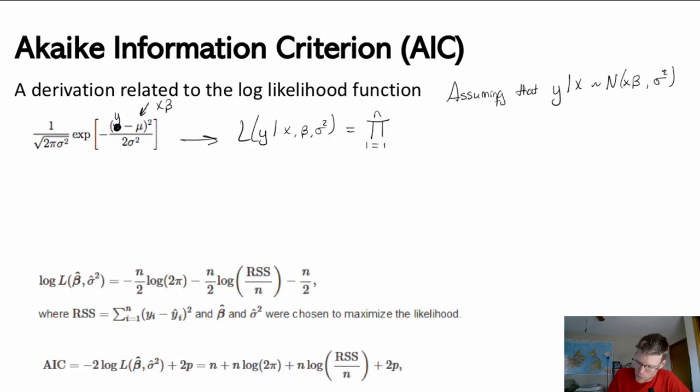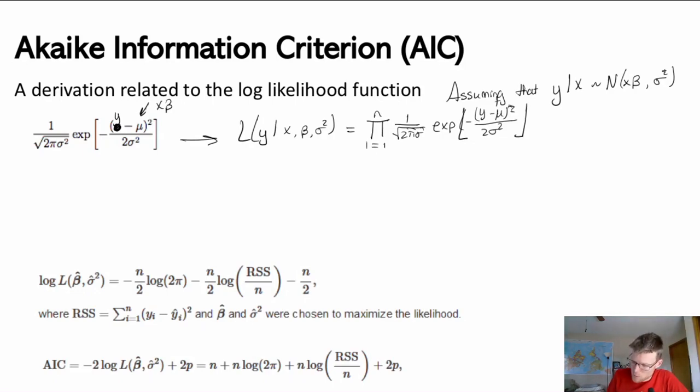So then it's going to be represented by 1 over the square root of 2 pi sigma squared times exp to the minus y minus mu squared over 2 sigma squared. All right, and so this represents the likelihood function of observing a particular set of data, given that they supposedly have this distribution.